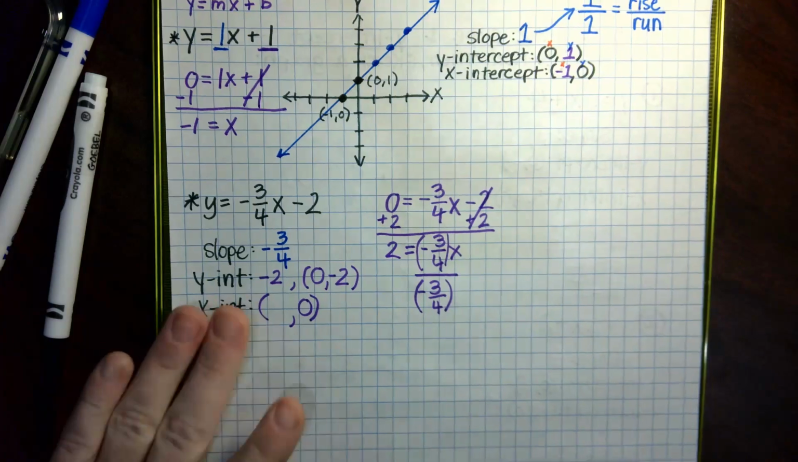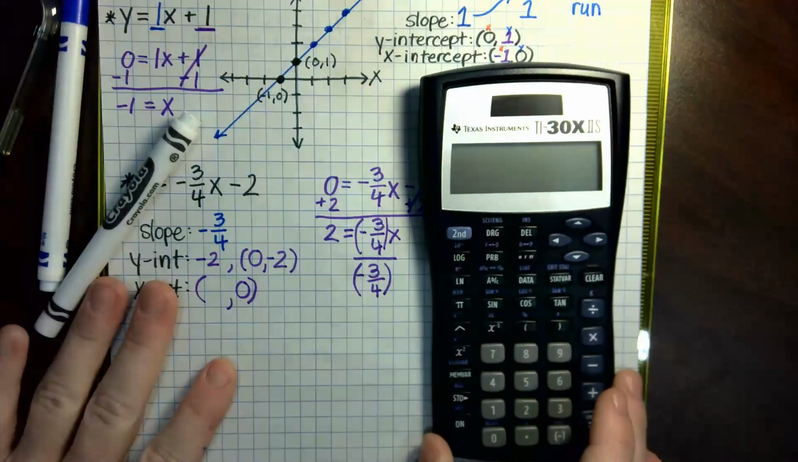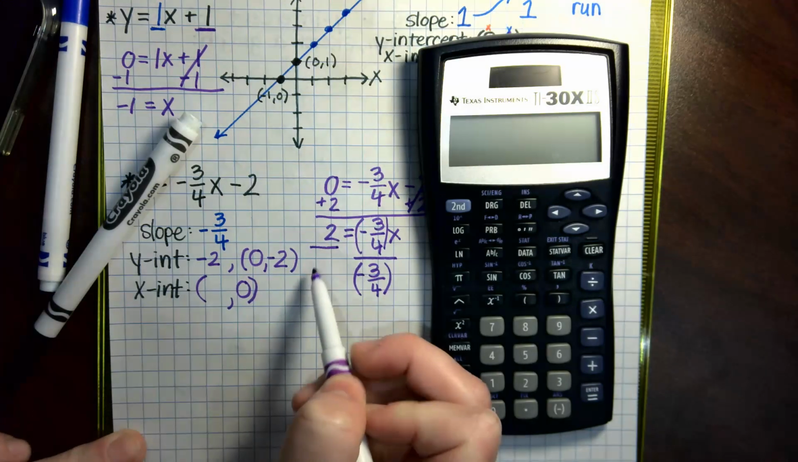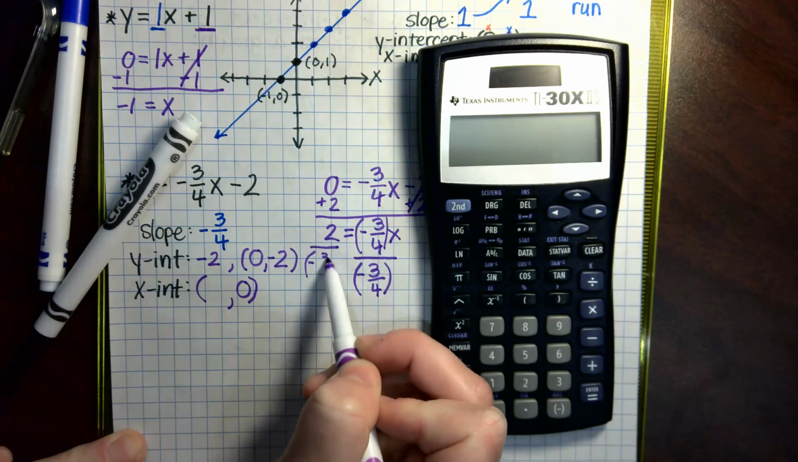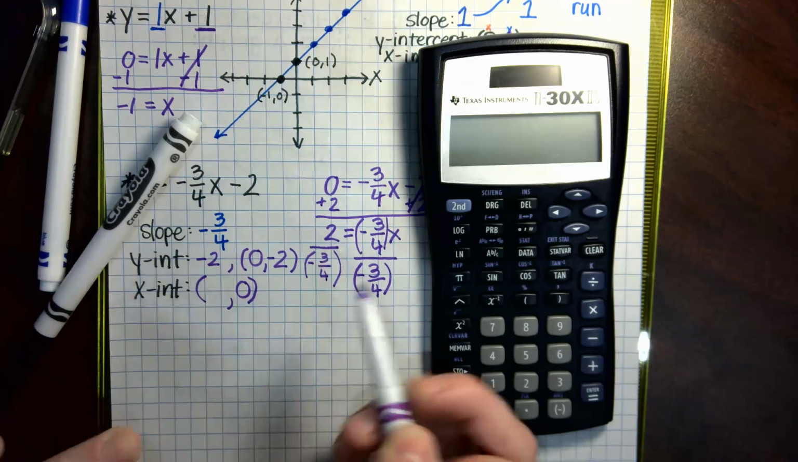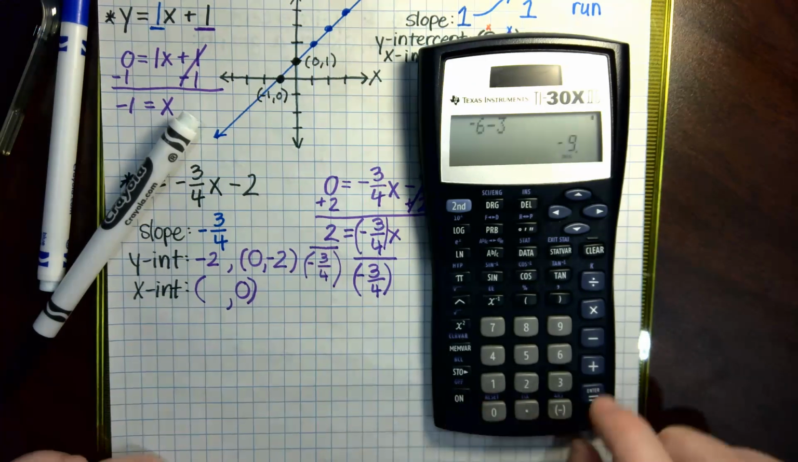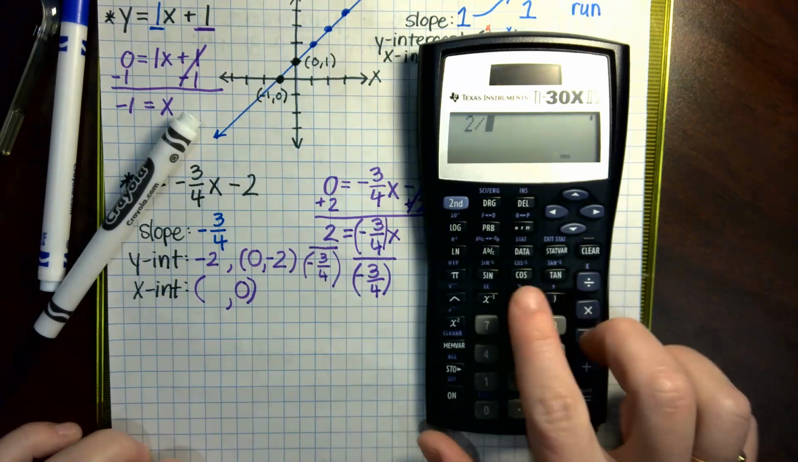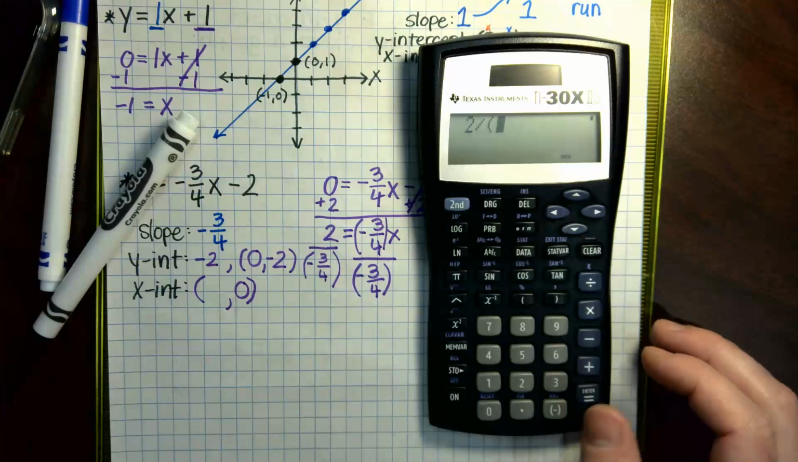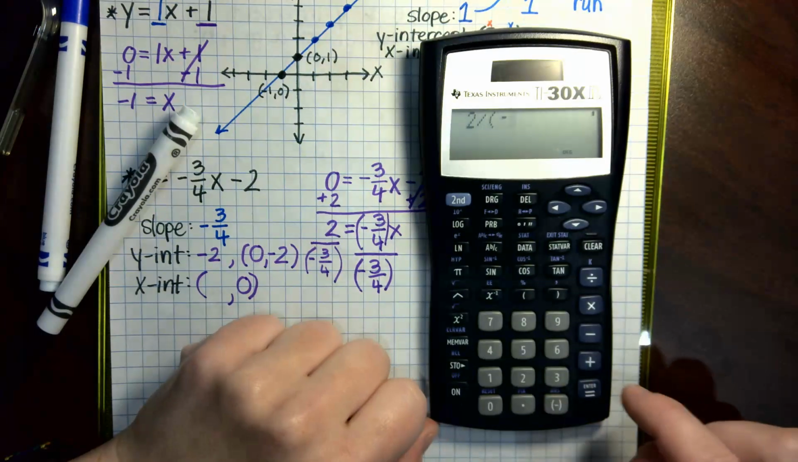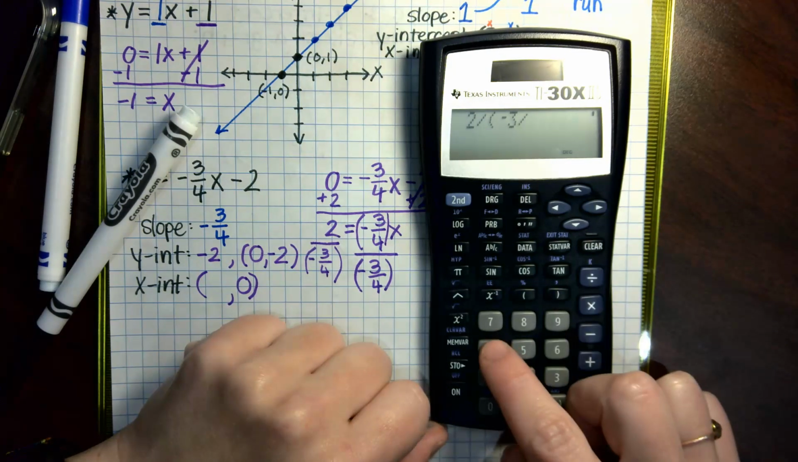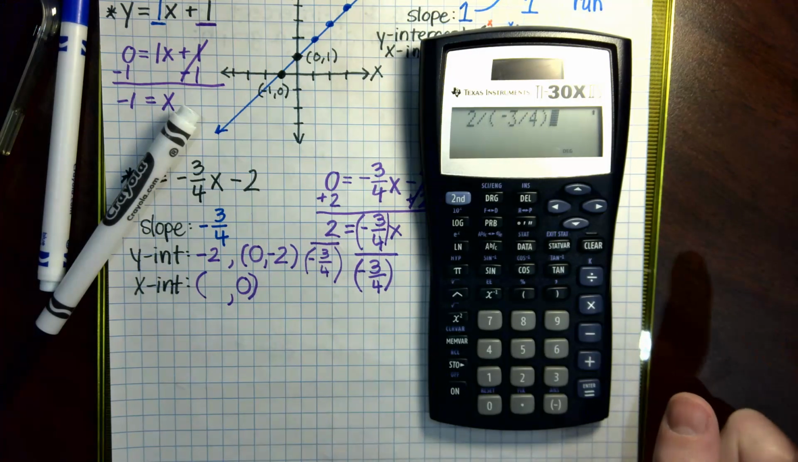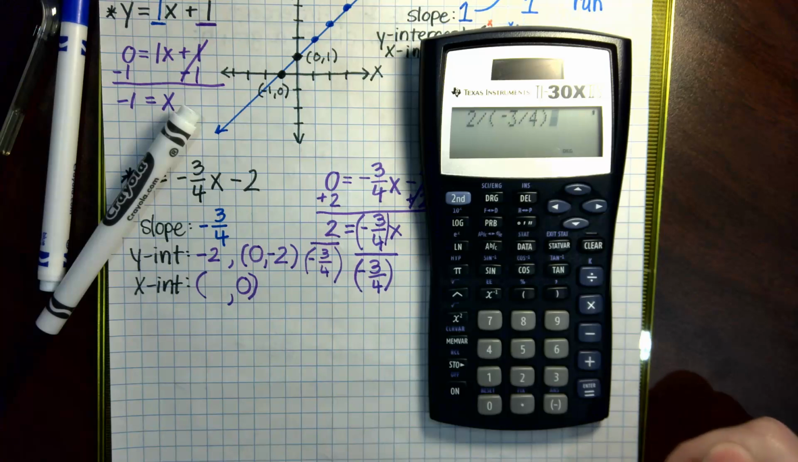So on our calculator, if we wanted to do this, let me rewrite that over here as well. We're taking 2 divided by negative 3/4. So I would type 2 divided by, and to show fractions, I like to just put them in parentheses, negative 3/4, close parentheses. Does everybody see that? How'd you make the fraction?